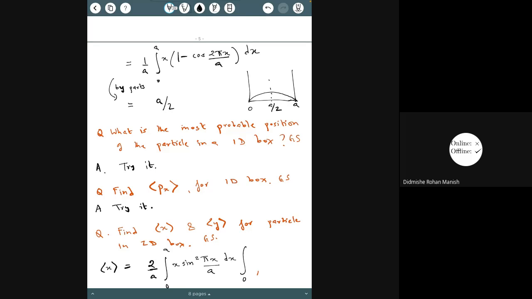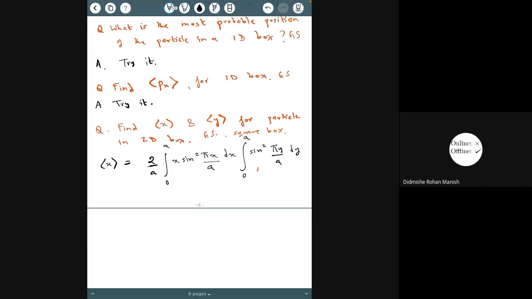Okay, let's say this is a square box. Ground state, square box. Make things simple. Then I can just write A. Now remember, for a 2D box, they are normalized independently. So X is normalized and Y is also normalized. And this is simply that condition. So this is equal to 1.